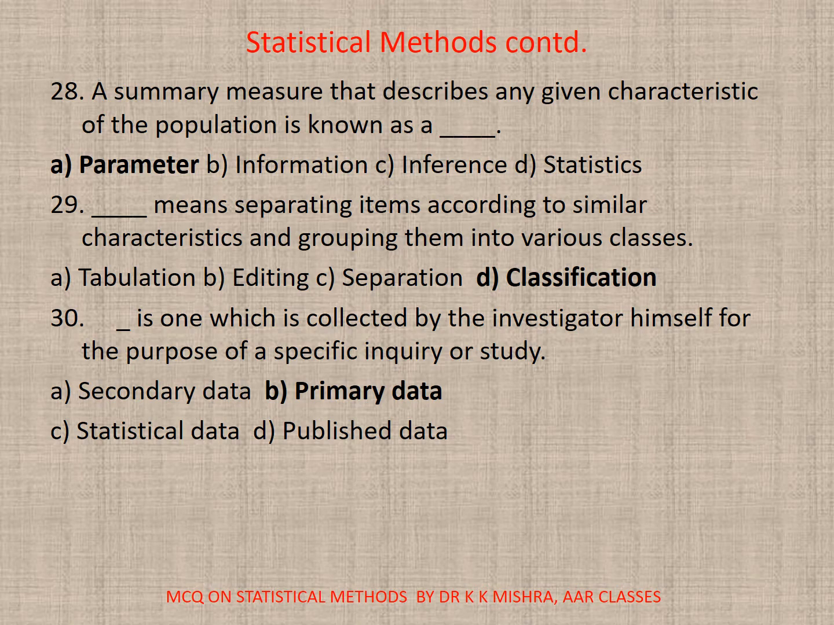28. A summary measure that describes any given characteristic of the population is known as a dash. A. Parameter, B. Information, C. Inference, or D. Statistics. Correct option is A.